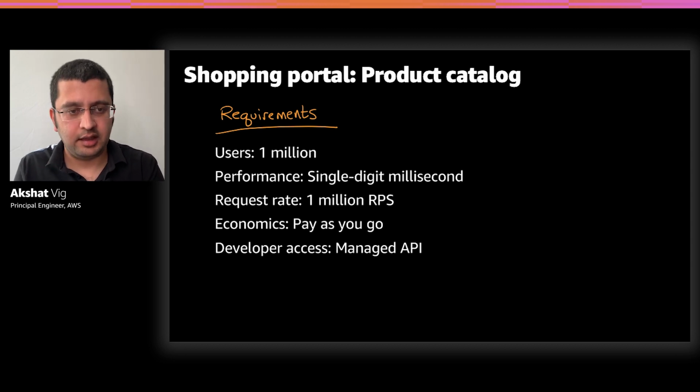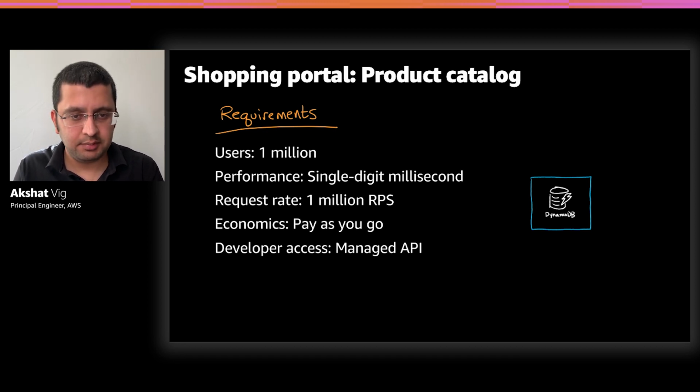As I said, to build the product catalog, I would start with what exactly the requirements are. Let's list them down. I need to support about 1 million users. I need to support a request rate of 1 million RPS. And I expect that when I launch this application, all the requests that are being served from the data store are served in single digit milliseconds. DynamoDB fits the bill pretty well. So I would use DynamoDB, configure my table, and I would launch that application.